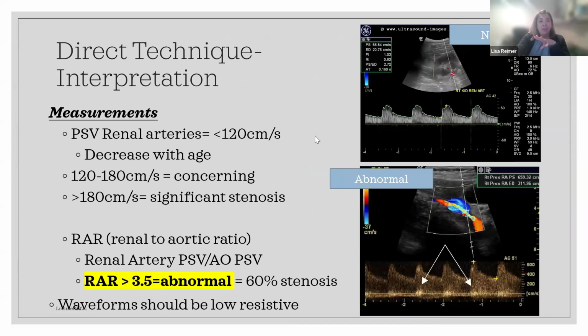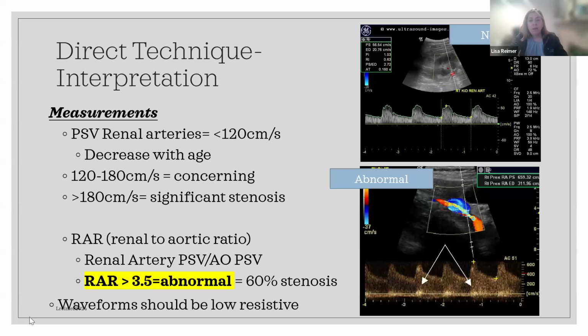And we are going to look for a few things. So by doing that peak systolic velocity, we want to make sure that the waveform is less than 120 centimeters per second. As we get older, it should actually go down. So the image on the top right is a normal waveform. You can see we have nice flow in diastole throughout the cardiac cycle. There's always red blood cells moving towards that kidney. If we look in the upper left of that image, you can see peak systolic velocity is 56.54. Perfect. We're happy with that.